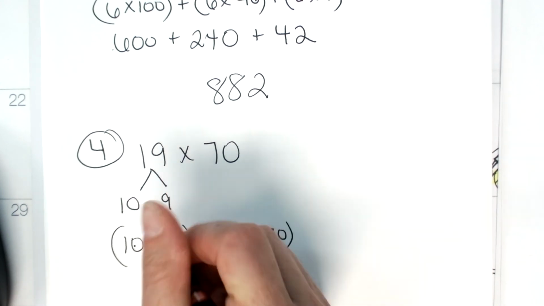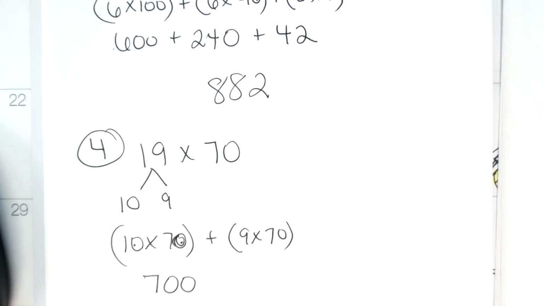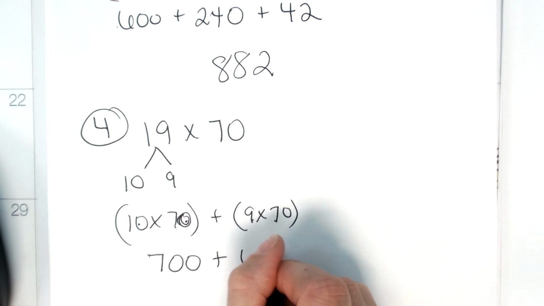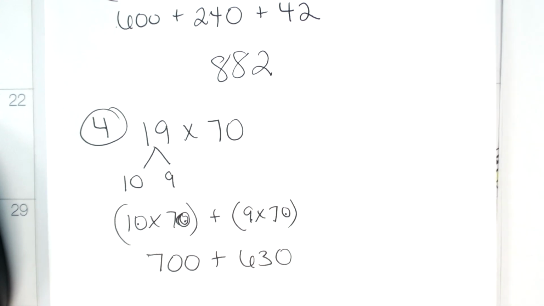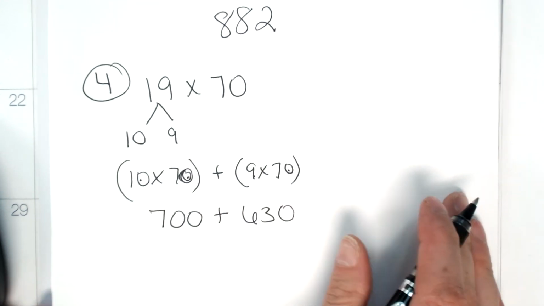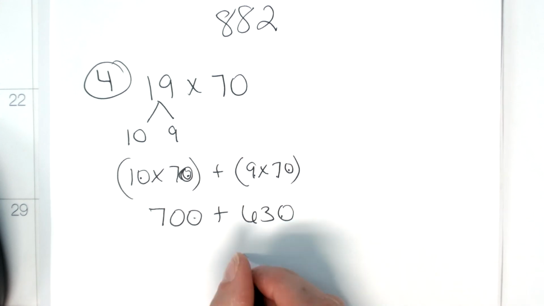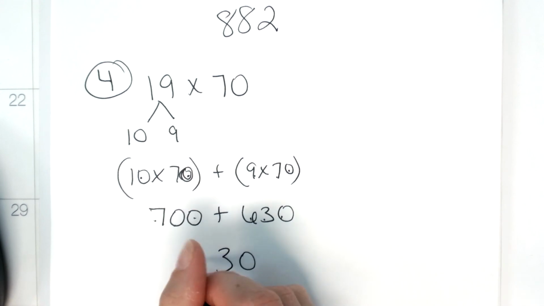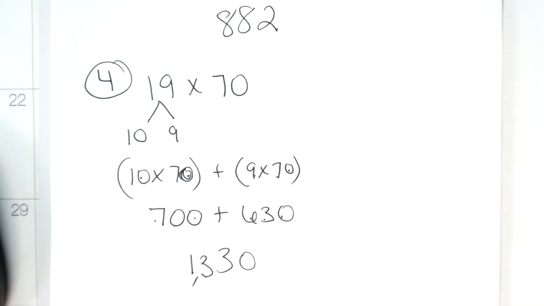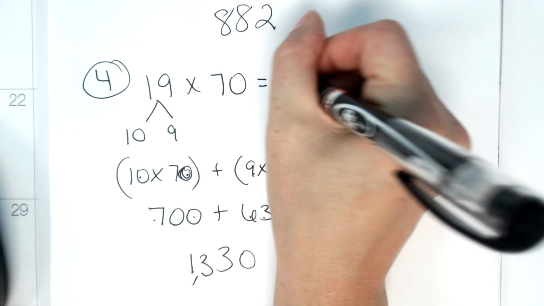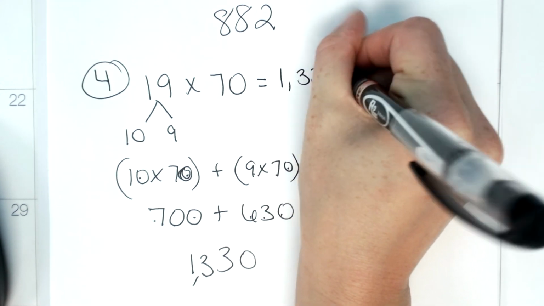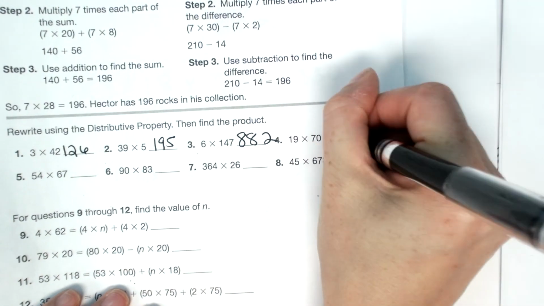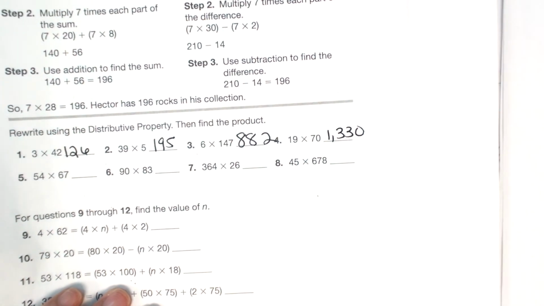We know that 1 times 7 is 7, right? And then how many zeros do we have? We've got 2. What's 9 times 7? 63. We got 1 zero. If we were to add this up in our head, 0 plus 0 is 0. 3 plus 0 is 3. 6 plus 7 is 13. 19 times 70 is 1,330.